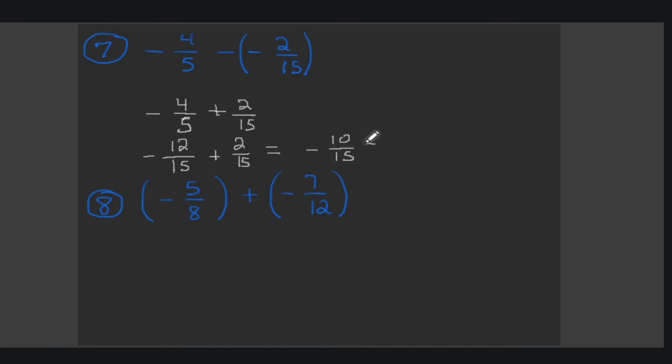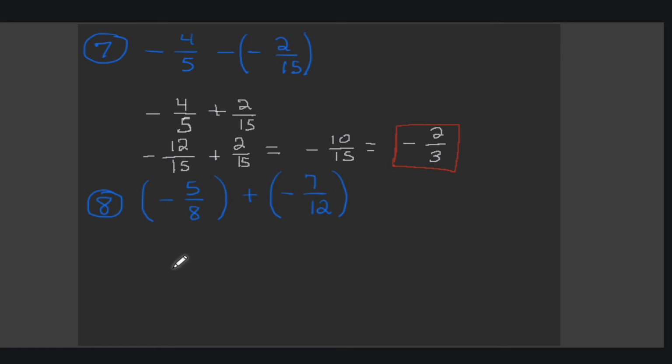Notice this can be simplified even further. So we have 10 divided by 5, which is 2, and 15 divided by 5 is 3. So our answer here is negative 2/3. And for the last one, we have negative 5/8 plus negative 7/12.